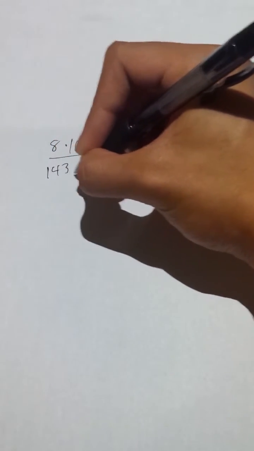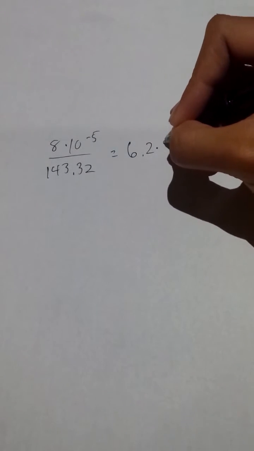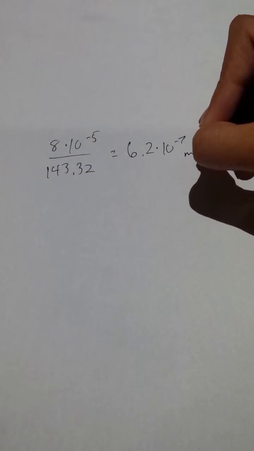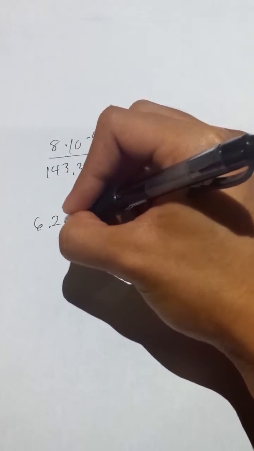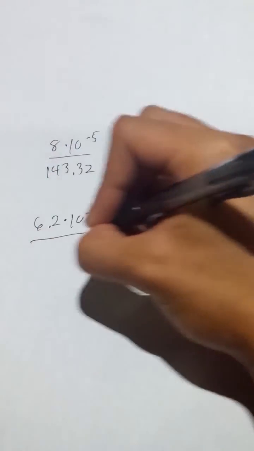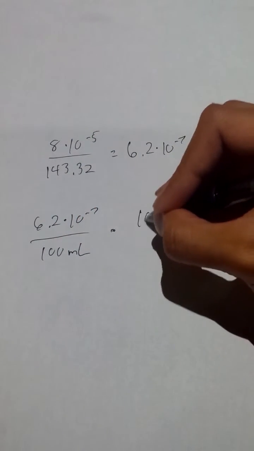The second part asks us to calculate the solubility of the silver chloride. In order to do that, we take the mass of the silver chloride and divide it by its molar mass, 143.32, to get 6.2 times 10 to the negative 6 moles in 100 milliliters of water. Using dimensional analysis, that comes out to be 6.2 times 10 to the negative 6 moles per liter.